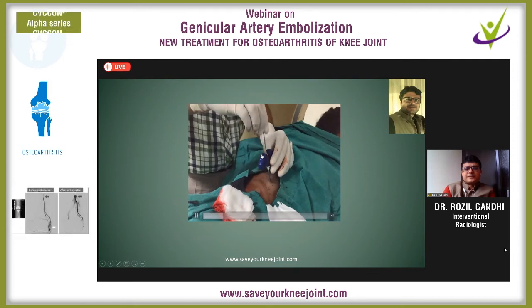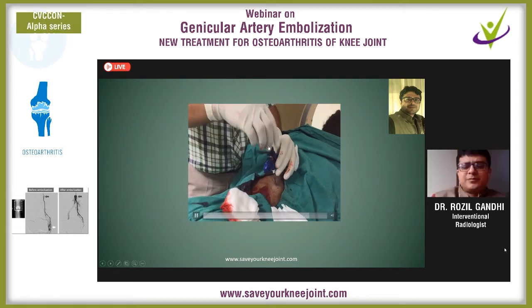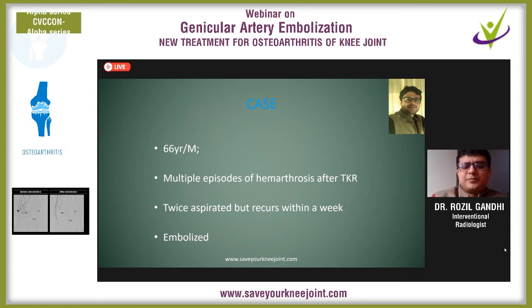After removing the trocar of the needle, you can see high blood flow. So the needle is not in the aorta but in the vertebral artery, in the vertebral body. But this was a metastatic hemangiosarcoma. Okay, coming back to our genicular artery.